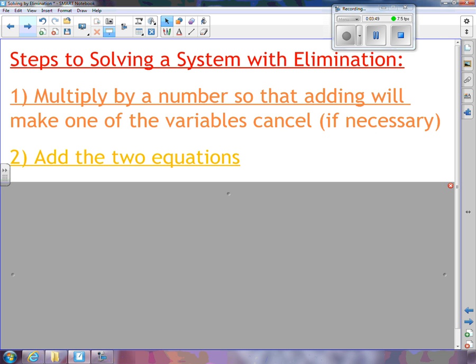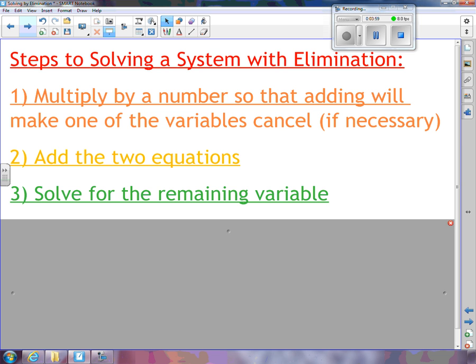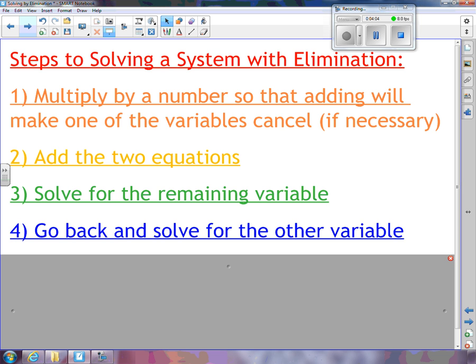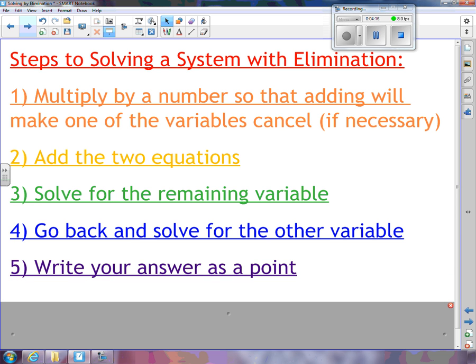Then you add the two equations together. The goal of that is so that your new equation will only have one variable in it, so that you're able to solve for that variable. Then you solve for the remaining variable. So you got one of the answers, now you have to go back and find the other one. You plug that answer that you got in step 3 into one of the equations, it doesn't matter which one, and solve for the missing variable. And then you just have to remember to write your answer as a point. Hopefully you realize that that is the point of intersection between the two lines.